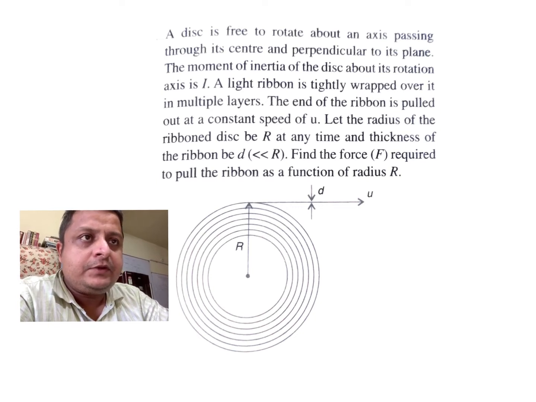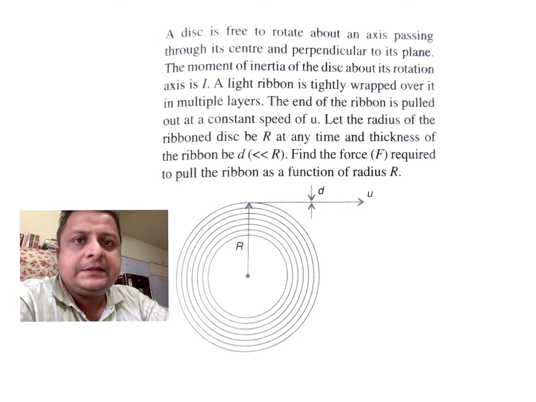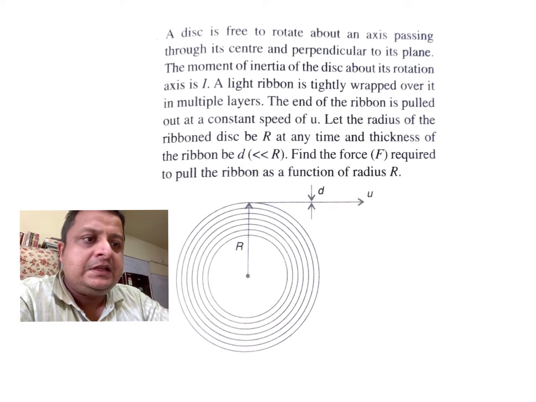Let's read the problem first. A disk is free to rotate about an axis, that's the axis of the disk, passing through its center and perpendicular to its plane. Moment of inertia of the disk about its rotation axis is I. About this axis, moment of inertia I.